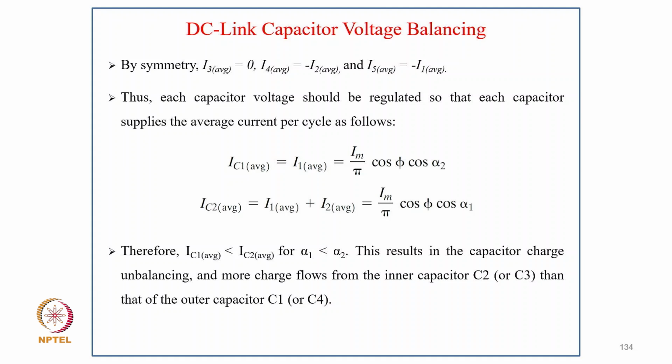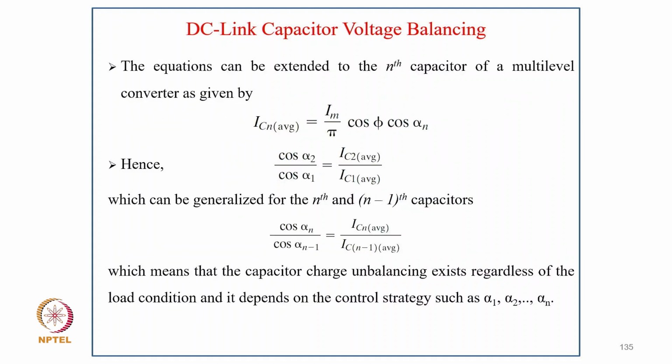capacitor charge unbalancing, and more charge flows from the capacitor C2 or C3 than from the outer capacitor C1 or C4. So the equation can be extended for n capacitors for a multi-level converter, given by ICn average equals Im upon pi into cos phi cos alpha n, where cos alpha 2 over cos alpha 1 equals IC2 average divided by IC1 average, which can be generalized for n minus 1 capacitors.